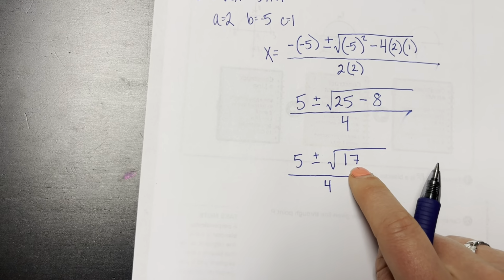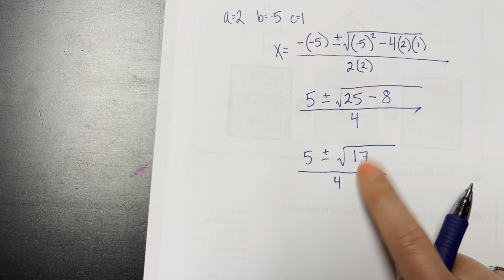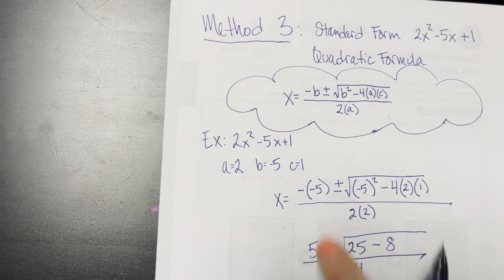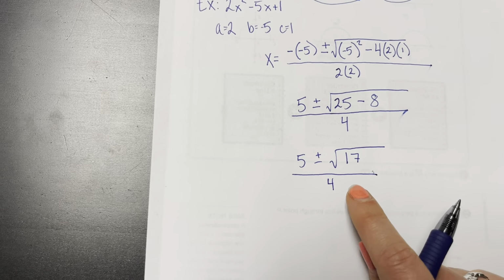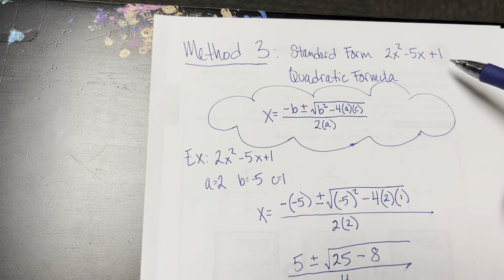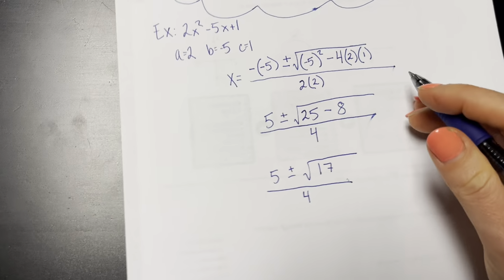So if this was a 16, you know the square root of 16 is 4. But this is not 16, this is 17. So this is a decimal, and you will need a calculator. Typically, for the quadratic formula, we are not working with whole numbers. Typically, the quadratic formula is our last-ditch effort to solve this if we can't solve it any other way. So I'm going to ask you guys to use your calculator.